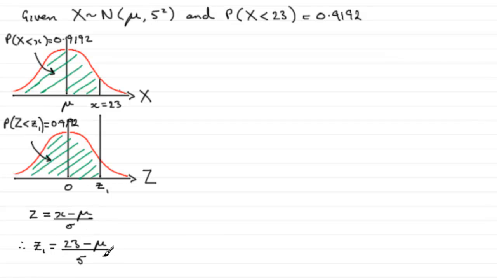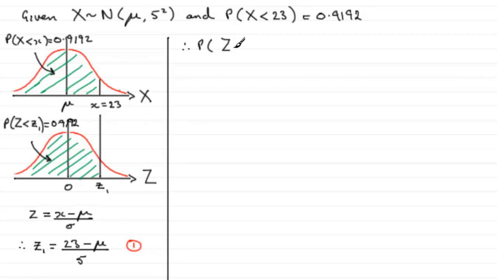Now we can't get much out of this until we've discovered what z1 is. So we'll put that one on hold, we'll call it equation 1, and we'll just come down through here, and we've got to work out what z1 is. So we know that the probability that z is less than z1 is given as 0.9192.